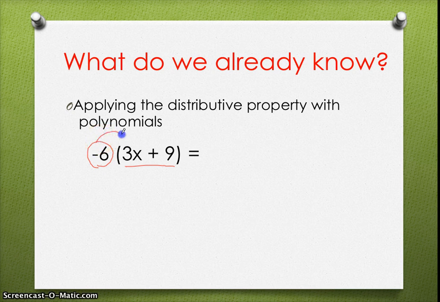And in order to do that, you make sure that the leading factor is multiplied with each of the terms inside the parentheses. So we have a negative 6 times a positive 3x. That gives us a negative 18x. And then we have a negative 6 and a positive 9, which gives us a negative 54. So again, I just want to remind you that if we have terms that are inside the parentheses and a factor on the outside, that means we need to apply the distributive property.